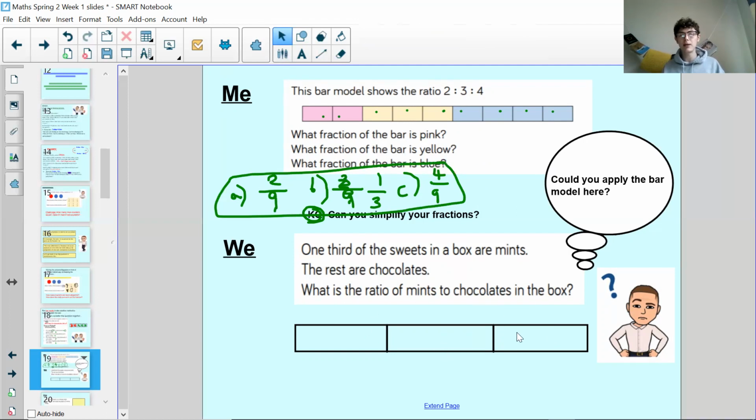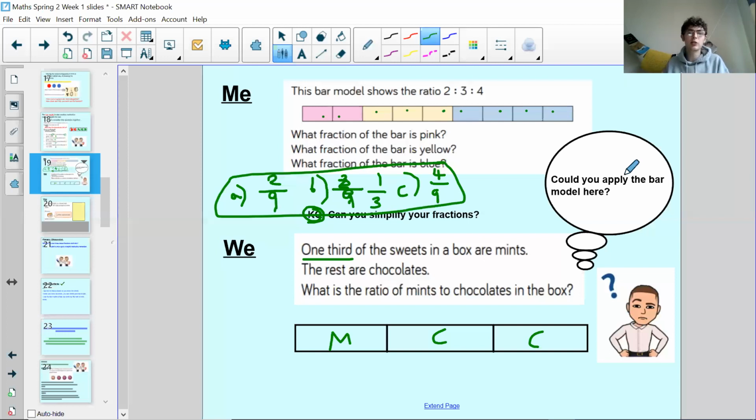So I've split it up into thirds. 1/3 of the sweets in a box are mints, okay? So I've got my bar model made up of 3 equal parts. And what I'll do now is give you a chance to pause the screen, continue from here, have a go, and then I'll come back to you with the answer, okay?